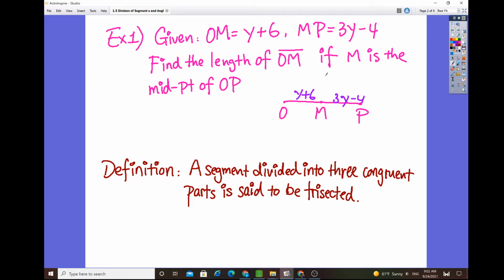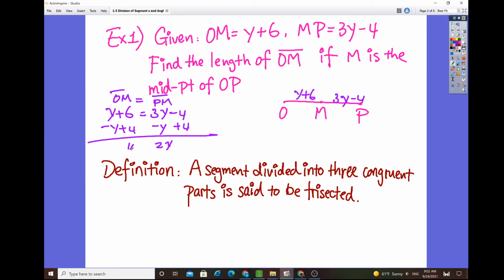Since we know that M is the midpoint, this is saying that y plus 6 would be the same as 3y minus 4, because segment OM is the same as segment PM. So by setting the expressions equal to each other, we just solve for y, going back to Algebra 1. Subtract y from both sides, and then subtract 4 at the same time. This gives you 2y equals 10. Solve for y by dividing by 2, so we got y equals 5.